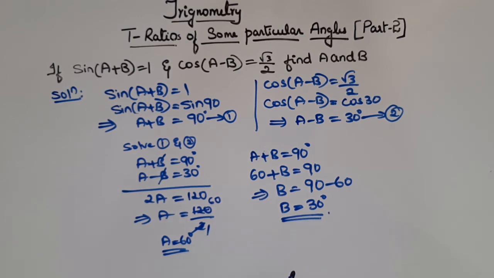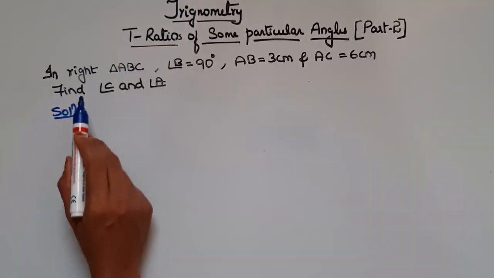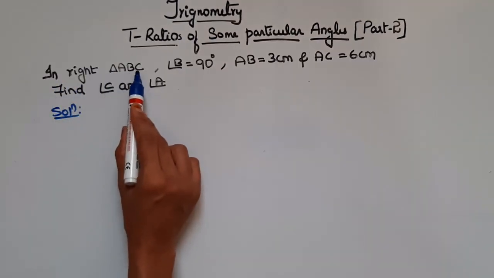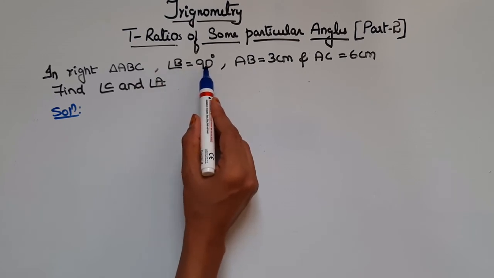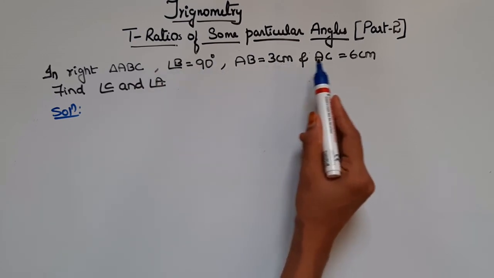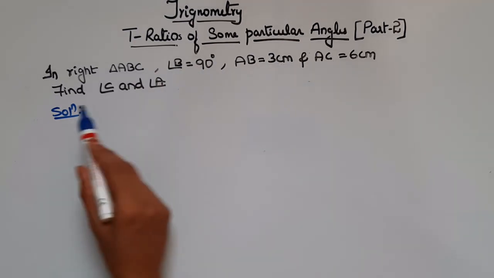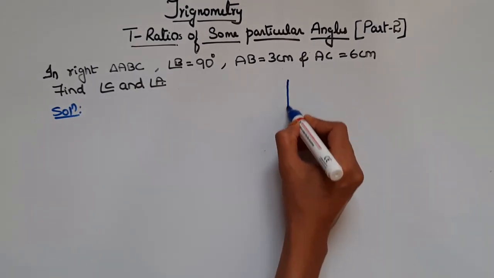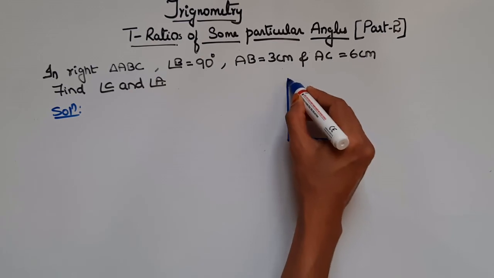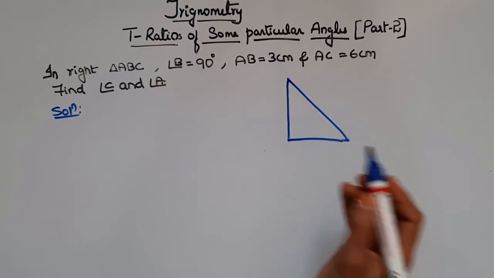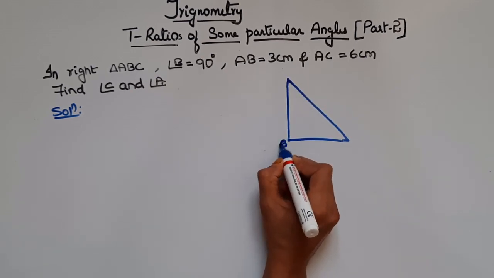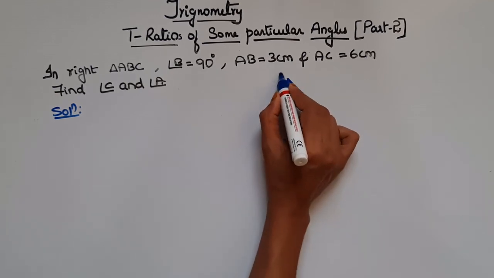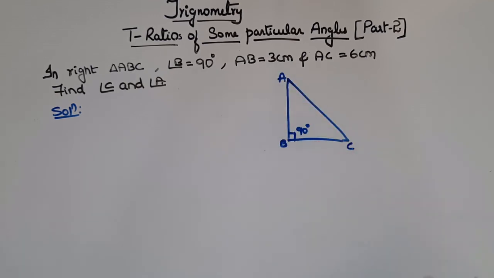Now let's see the last problem. Alright. Now let's see this problem. Here it says, in right angle triangle ABC, angle B is 90 degree, AB is 3 centimeter and AC is 6 centimeter. Find angle C and angle A. So let's take a right angle triangle. Alright. So angle B is 90 degree, right? So this is A, this is B and this is C.